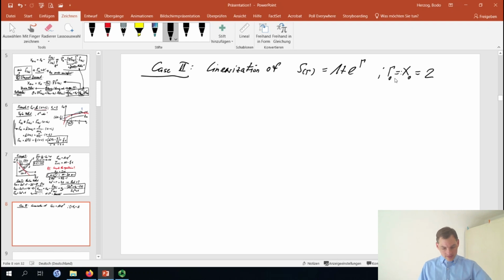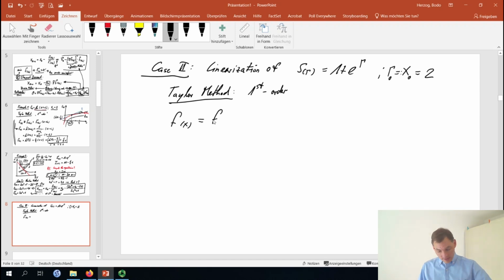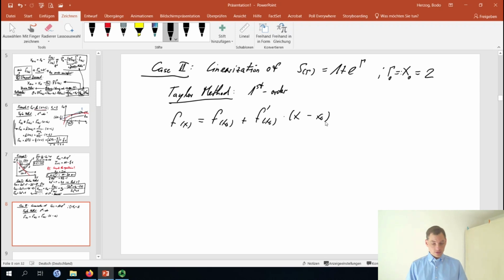Okay, here we apply the Taylor method, or Taylor approximation method. We do just a first order approximation. It's f of x, then we take it at the reference point plus the first derivative at the reference point times x minus x0. That would be the Taylor approach, right?